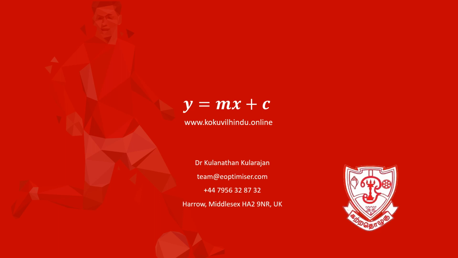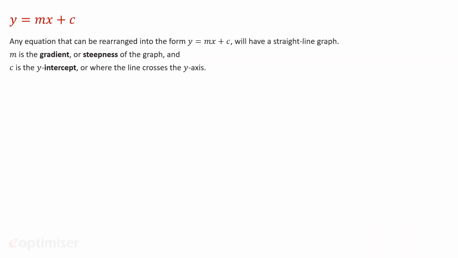In this lesson, we will learn about y is equal to mx plus c. That's the straight line, but we will learn what m and what c are and how you can find them. Any equation that you can rearrange into the form y is equal to mx plus c is a straight line, where m is the gradient that defines the sharpness of the graph, and c is the intercept that defines where that line crosses the y-axis.